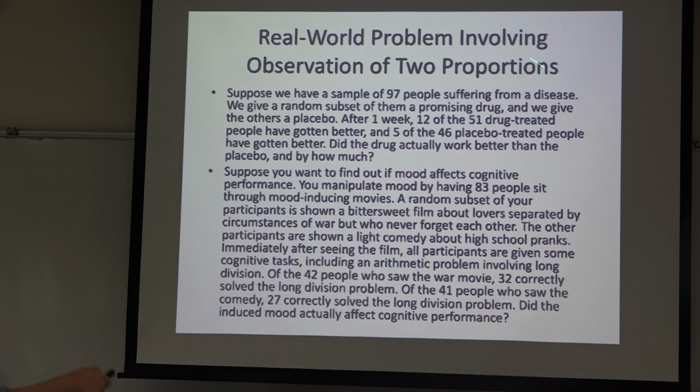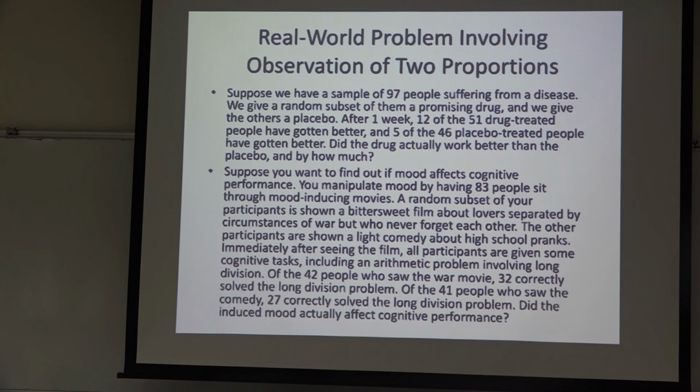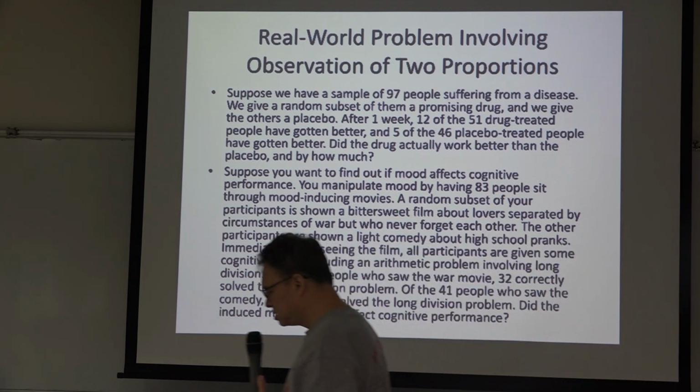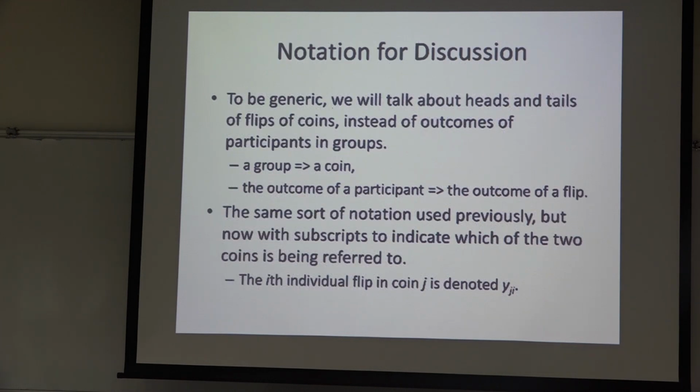As I said, estimating the biases of multiple coins can sometimes be linked to real world applications. These two are a couple of examples. Before we have a further discussion, since we now have two coins, we would like to get the notation straightened out first.